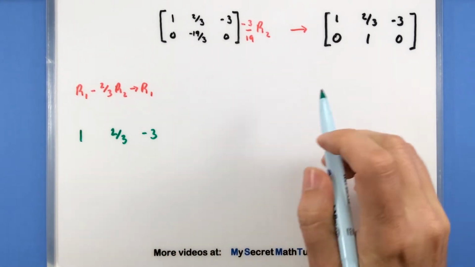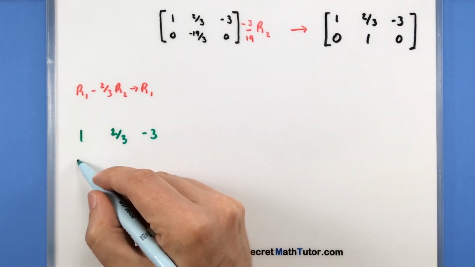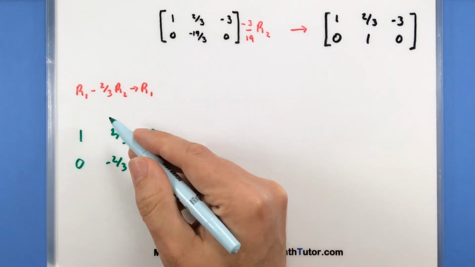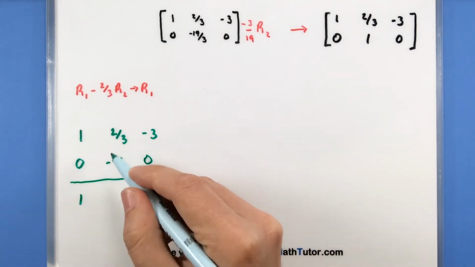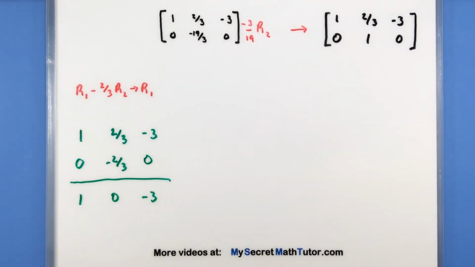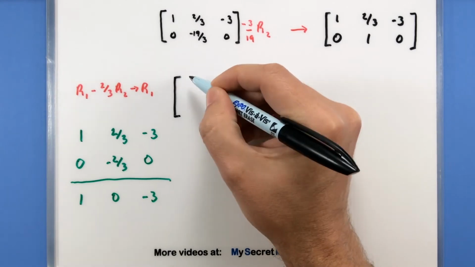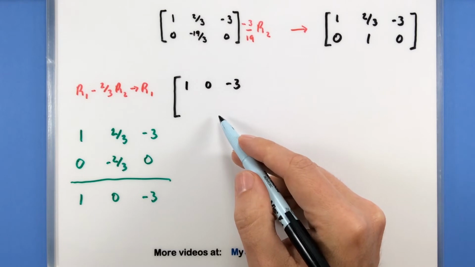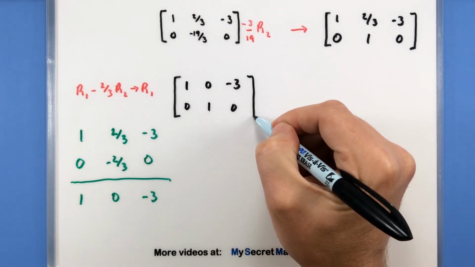We want negative 2/3 times our second row. So negative 2/3 times 0 is 0. Negative 2/3 times 1 is negative 2/3. And negative 2/3 times 0 is 0. All right, let's add this up: 1, 0, and negative 3. So this becomes our new row 1. All right, so let's write the result: 1, 0, negative 3. We haven't done anything to the second row, so we'll go ahead and write that as it is. And there we go.